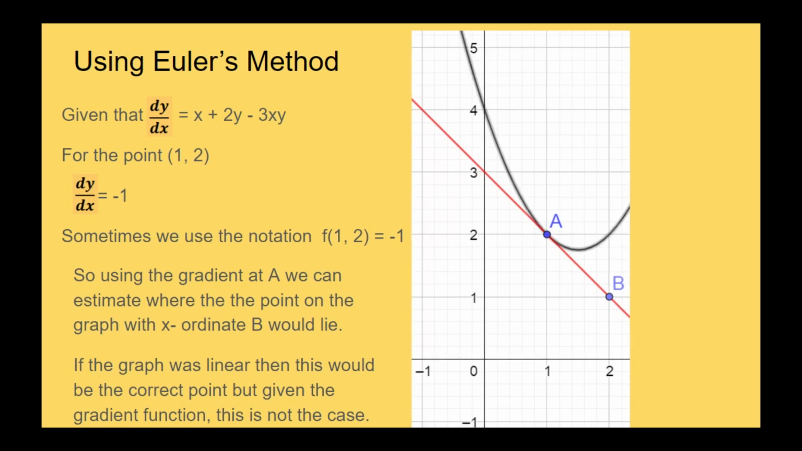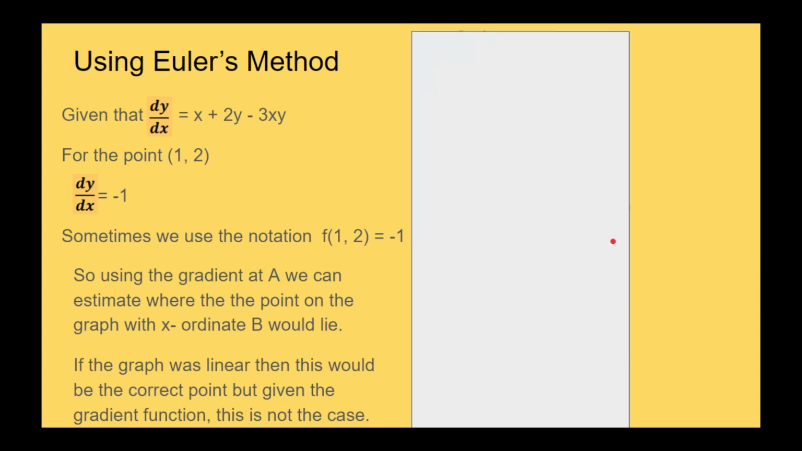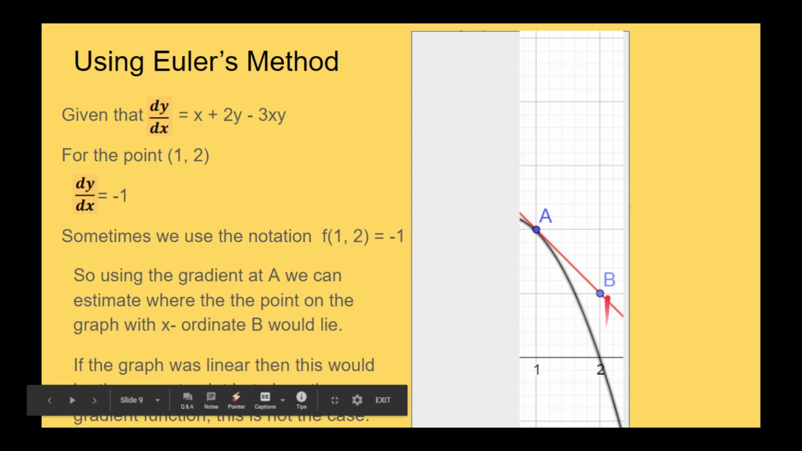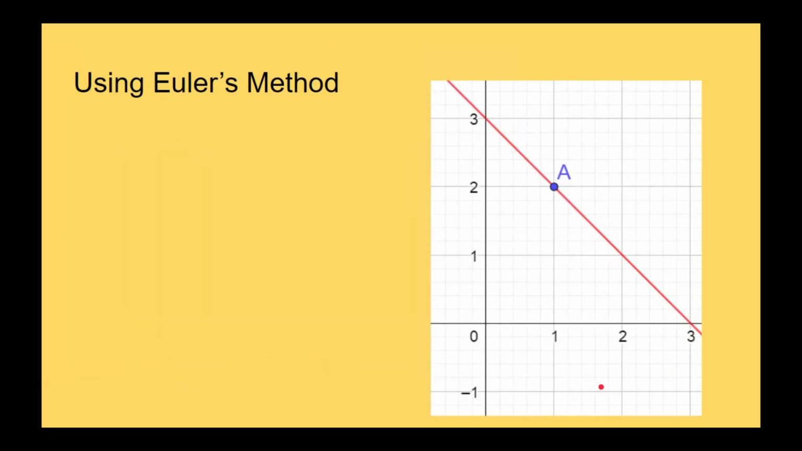If the graph was linear, it would be, but we know it's not. The graph could look like that. We could have a convex curve, and the y value be much more than 1. We could have a concave curve and the y value be much less than 1. So how can we get a better estimate? This is where Euler's method comes in.